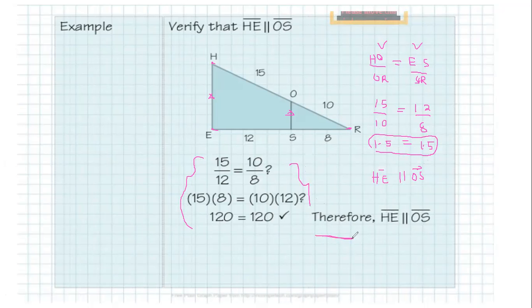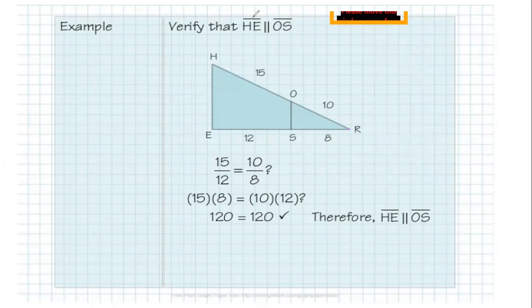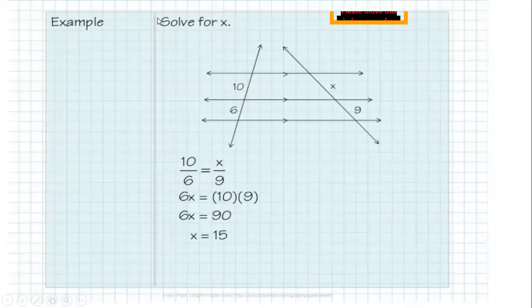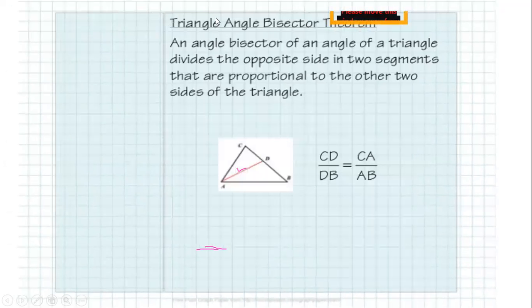But still, you have to show that the ratios in which the parallel line divides the sides is the same. If you look at another question here, here we have 3 parallel lines, so we are also supposed to use the same notion to solve this. Meaning that 10 out of 6 should be equal to x divided by 9, as you can see here. Then you go ahead and solve for x, and x will be 15. So basically, we are still using the triangle properties to solve this.